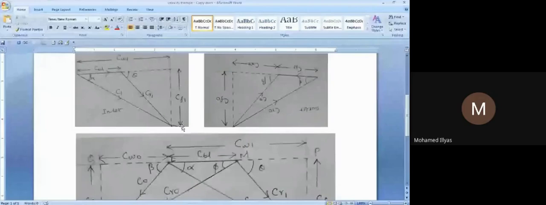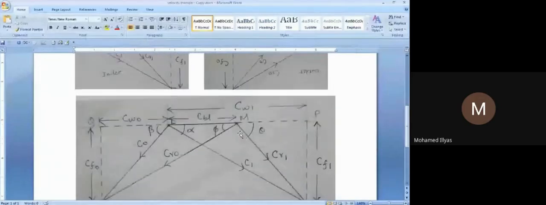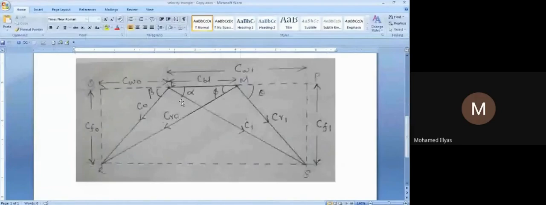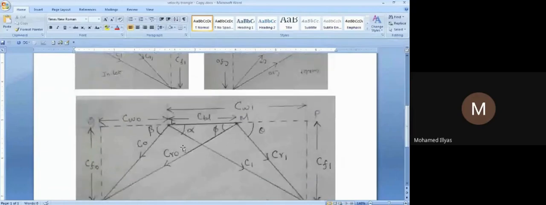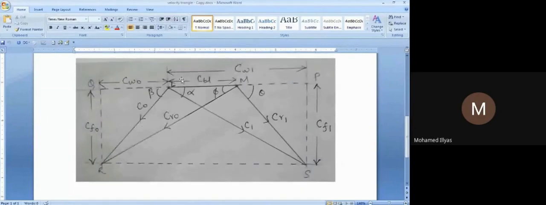We have the inlet velocity triangle as we have seen. I'm just bringing it and merging it, so whatever we have in this CBL, we'll have it here. In this way, only the direction will be changing here. So we have the inlet and outlet velocity triangles combined in the impulse turbine. This is called the combined velocity triangle for the impulse turbine, and this triangle will be used while solving the problems.